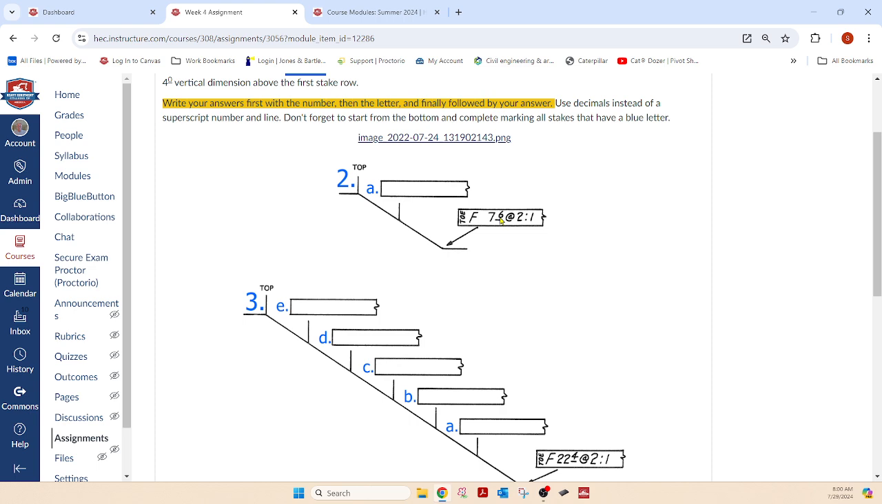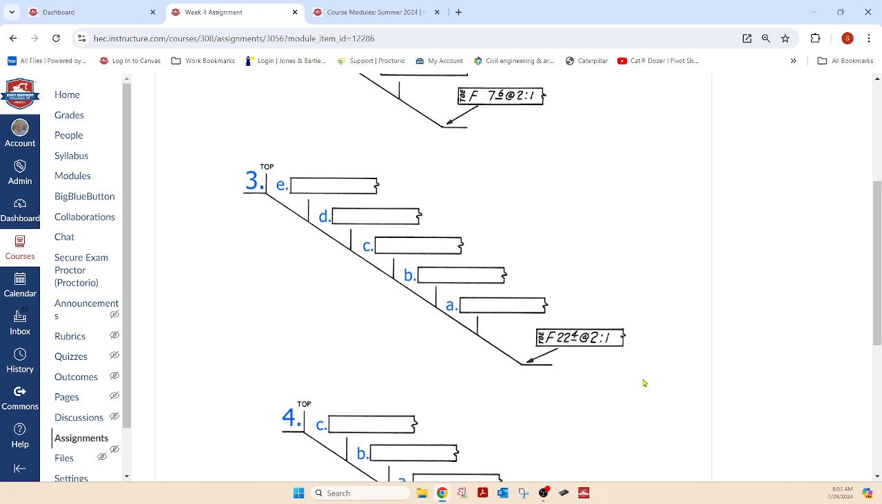Now, the rest of these, if I take this 7.6 fill and I subtract 3.6 where this vertical is here, what goes in here is going to be 4 feet. Do you understand what I'm saying? Because that's the top. It's going to be filled 4 feet at 2 to 1. That's all that goes in there.